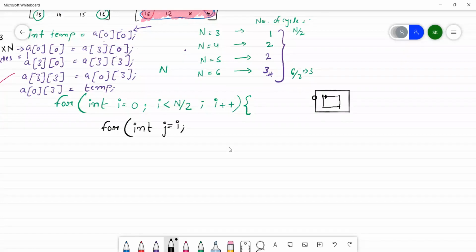And you know that you need to continue till this border. That is, if your I is equal to 0, then you should go till n minus 1. But if your I is 1, then you should go till n minus 2.